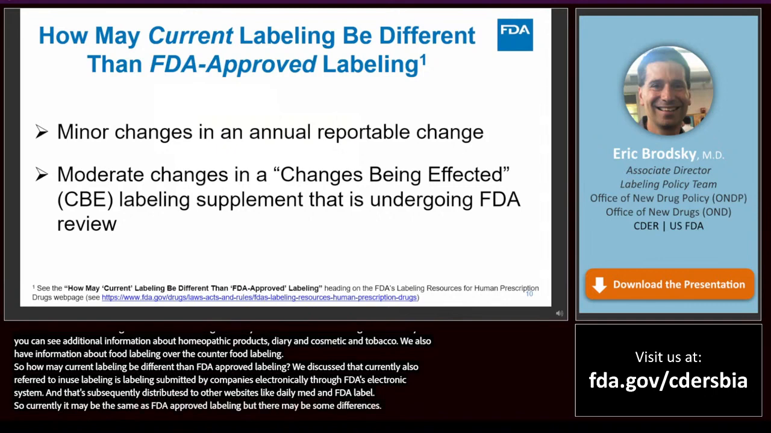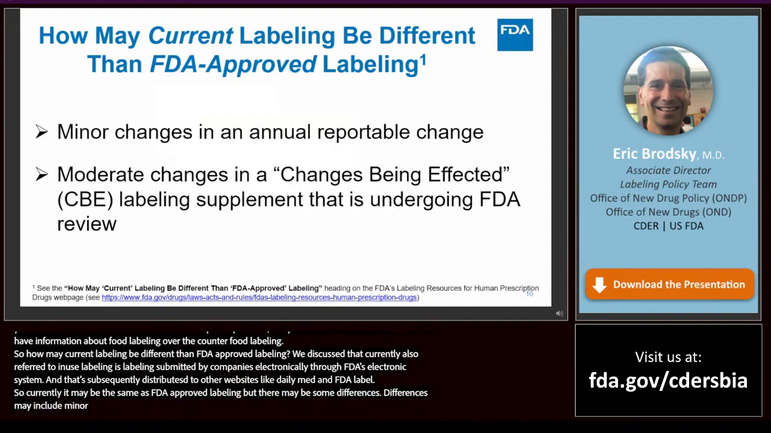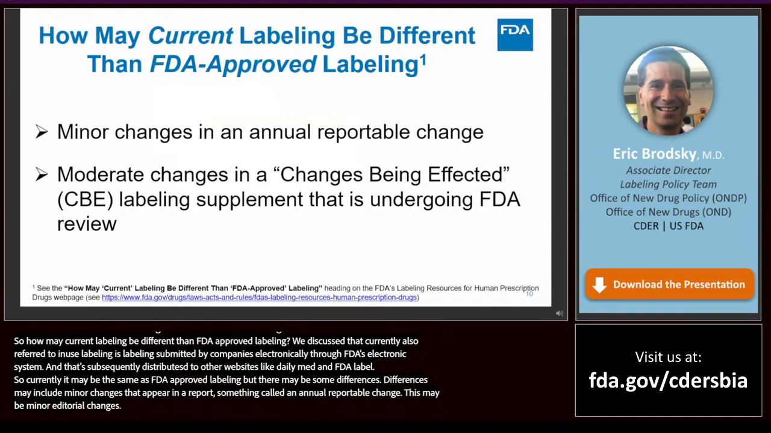Differences may include minor changes that appear in an annual report, something called an annual reportable change. These may be minor editorial changes. It could also be a change in the distributor's name and or address. Moderate changes may also be a difference.